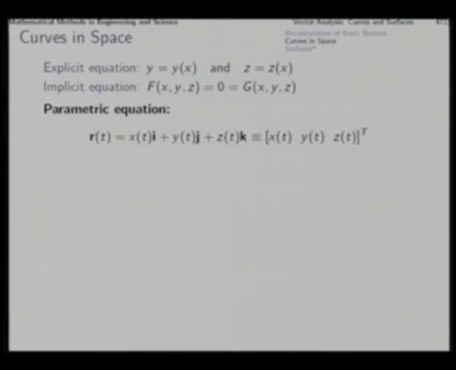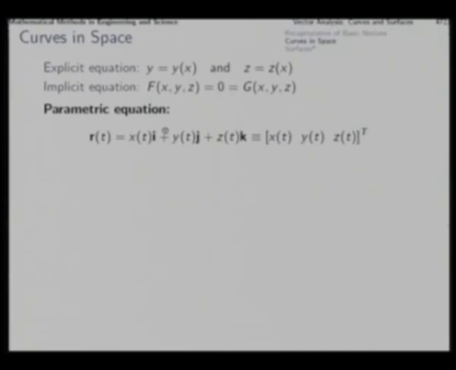the original issue. In comparison to these two representations, you will find that the parametric representation is much more straightforward and completely general, in that the position vector of a general point in a curve is represented as a vector function of a parameter, in this case t, and in terms of t you can express all the three x, y and z components as x of t, y of t, z of t, and when you combine them together you get this as the representation of the curve.